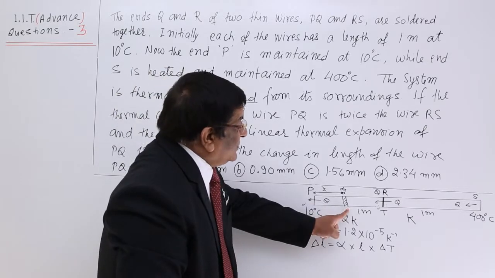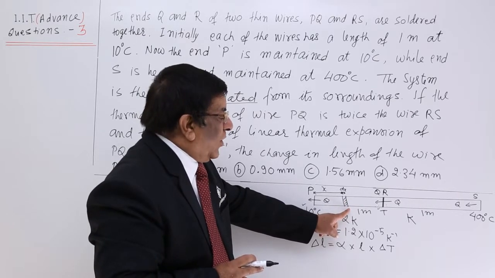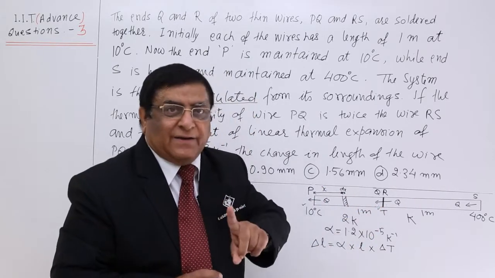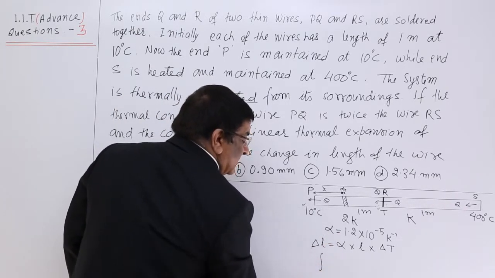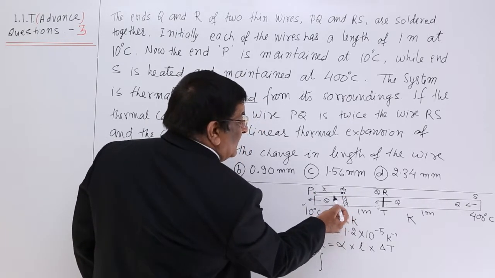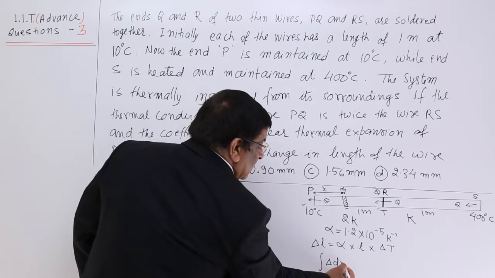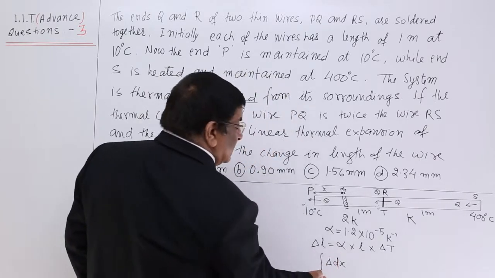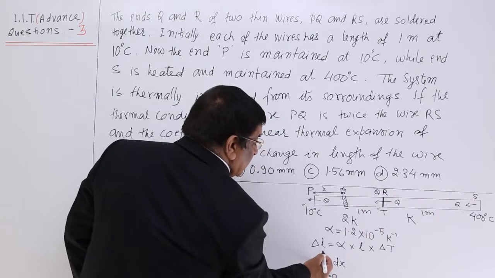Now, what is the expansion in the dx? We calculate it and then integrate that expansion for x from 0 to x equal to 1 meter. What we are going to do is: delta L, the change in length, is the integration of delta dx, that is the extension in the length of dx only. This we are supposed to find out, and we do this integration as x changes from 0 to 1 meter.